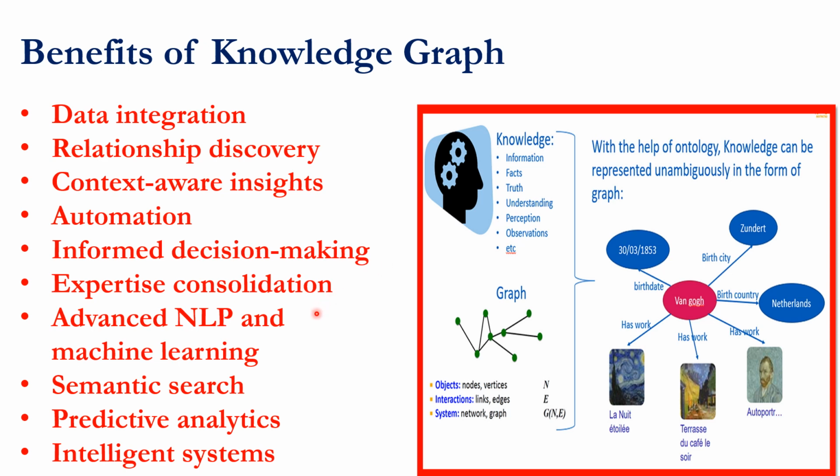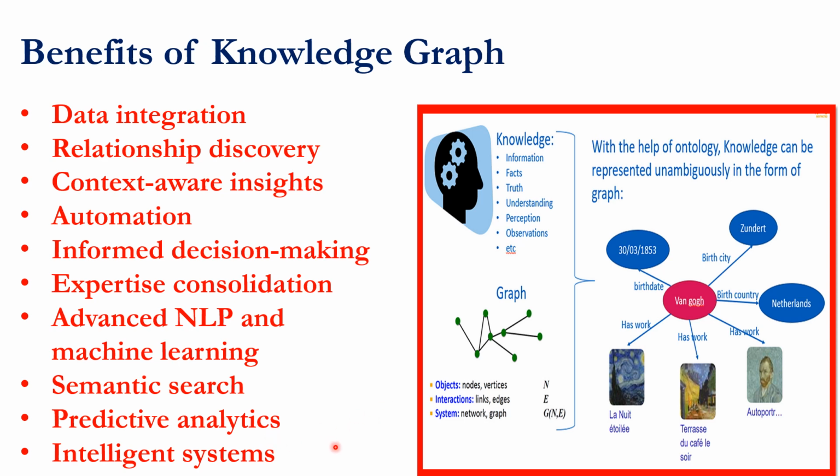And finally, advanced NLP and machine learning, where it can be used for understanding natural language queries, extracting relations from text and answering questions. Then semantic search, where it can be used to search for information using natural language queries that capture the relations between entities. Then predictive analysis, where the models leverage the relations between entities to forecast future trends, behaviors, or outcomes.